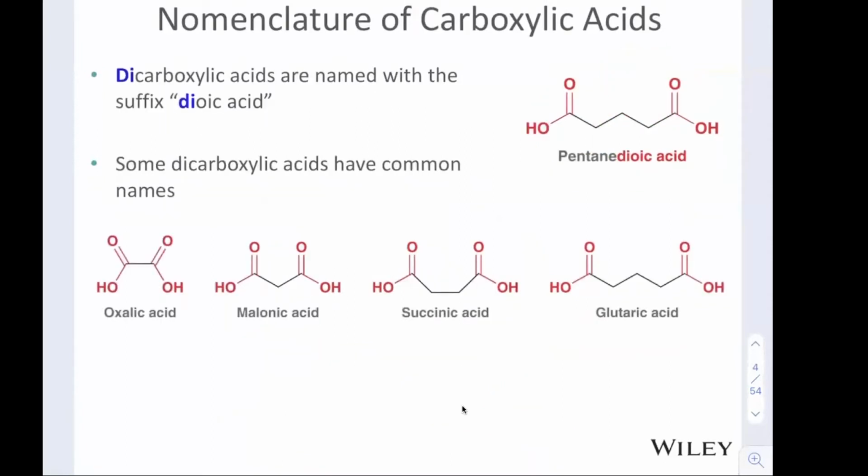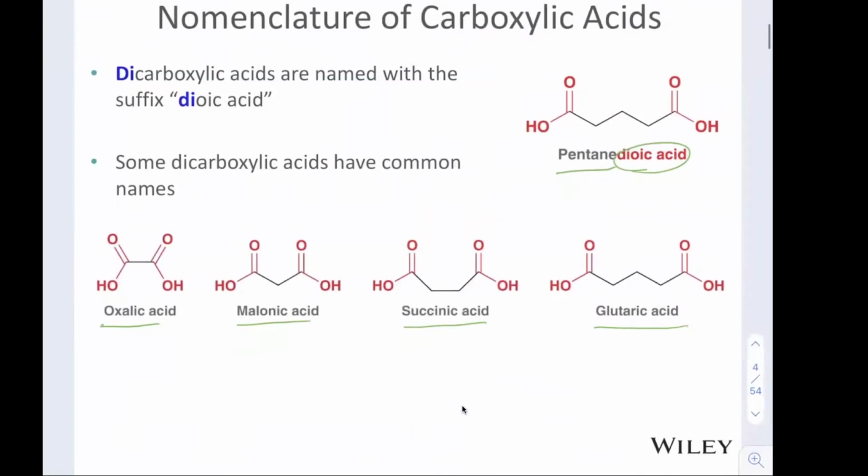We also have examples of dicarboxylic acids. In other words, we have 2 carboxylic acids in the same molecule. This is not something that you have to know necessarily for the test, but I would like you to just be aware that they exist. The way we name them is pentanedioic acid. And then here's some common names. And some of these are ones that you may have heard of: oxalic acid, malonic acid, succinic acid, and glutaric acid. Some of these you may recognize from the citric acid cycle.